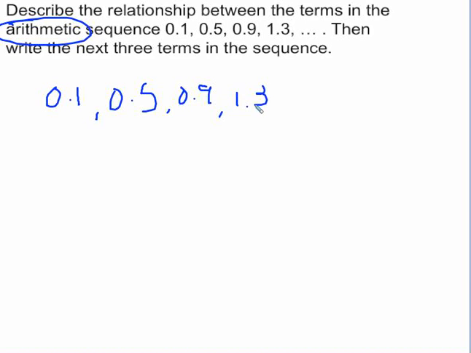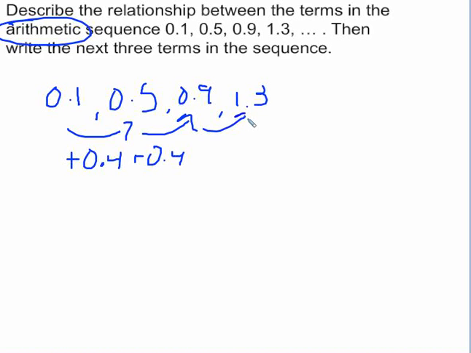Okay, so they're asking me to find the pattern that exists between these numbers. So I look at 0.5 and 0.1. 0.5 minus 0.1, that's 0.4. So that means I'm adding 0.4 each time to get from one number to the next.